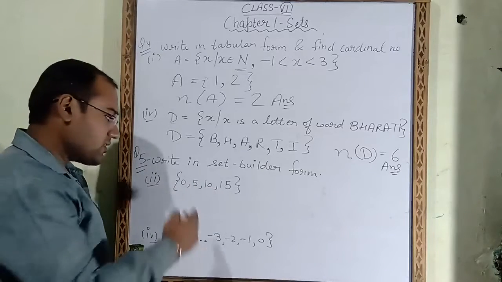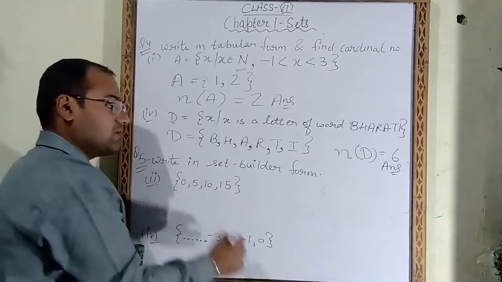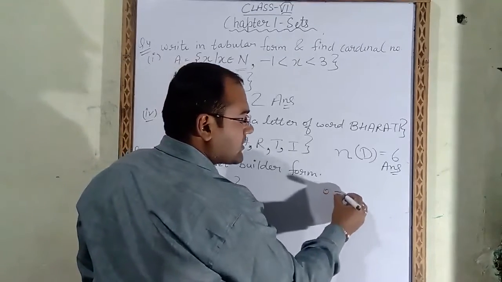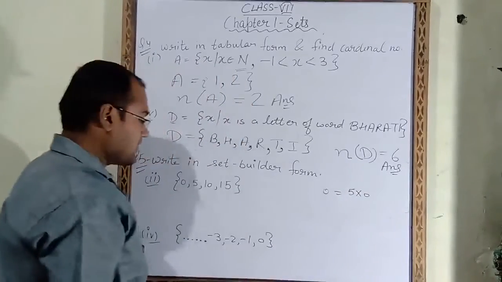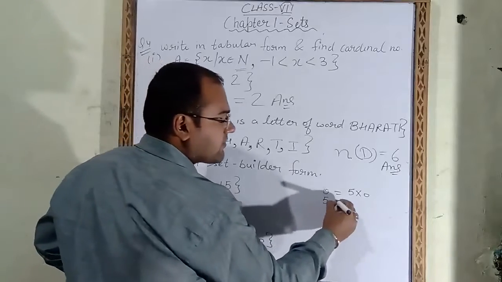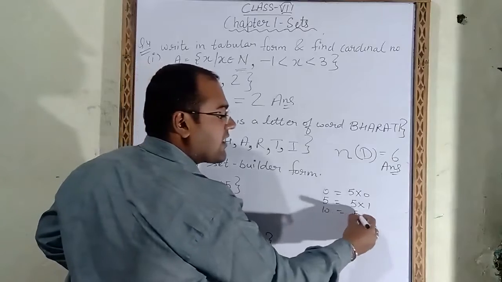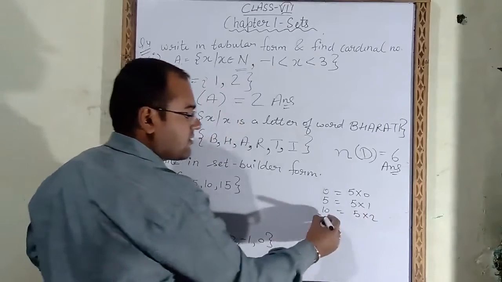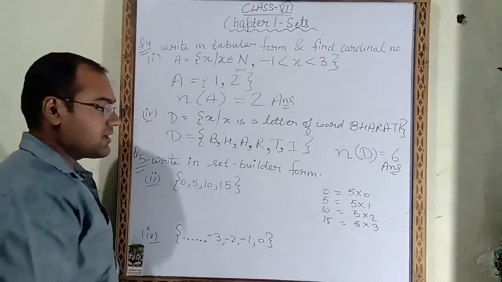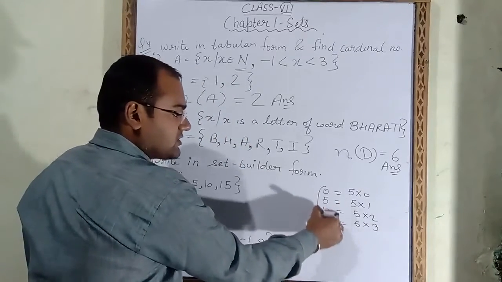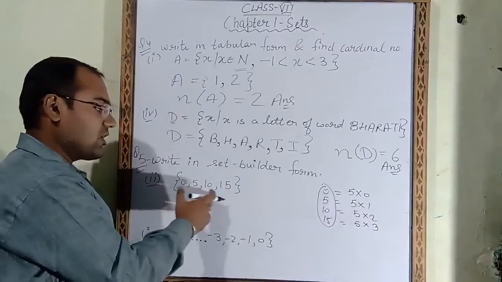What are we observing? These numbers are coming in the table of 5. How will we make 0? 5 times 0 is 0. The second number is 5. How will we make 5? 5 times 1 is 5. 10: 5 times 2 is 10. 15: 5 times 3 is 15. So like this we will make them. So all these values are given here. These are the values of x.